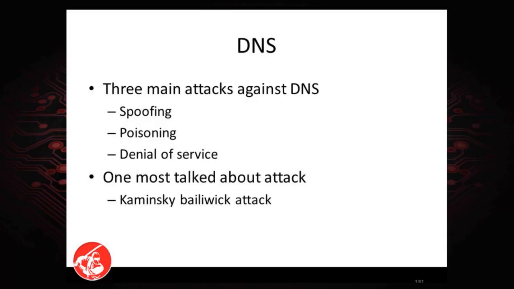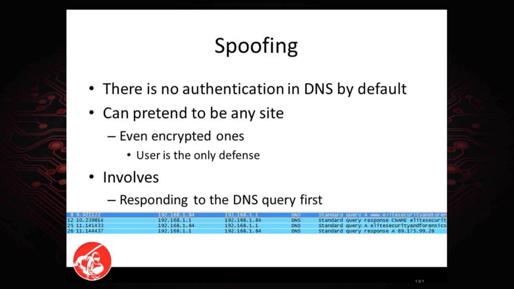So against DNS, we can do spoofing, which is we can pretend, we can poison it, or do a denial of service, or a very famous attack for a long time was called Kaminsky or the out-of-bailiwick attack. And what that is, is poisoning the DNS, as we'll talk about. Spoofing. We know there's no authentication in DNS by default, so I can pretend to be any site. Even encrypted ones. The user's the only defense.